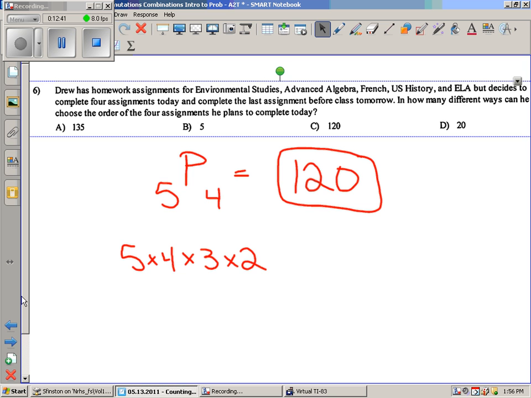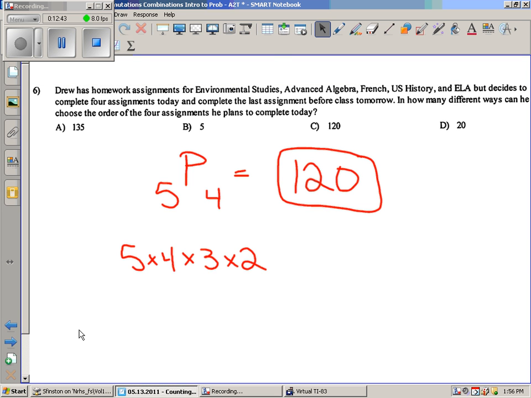Times 1. And so here, it's a great question. Herein lies the difference between this and the factorial, right? Factorial would take you down to 1. This one stops at a certain point. What's up? Anybody questions? Nah?